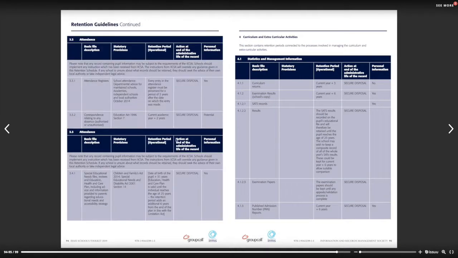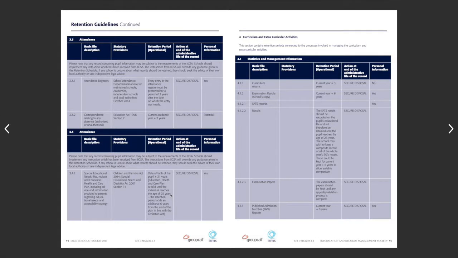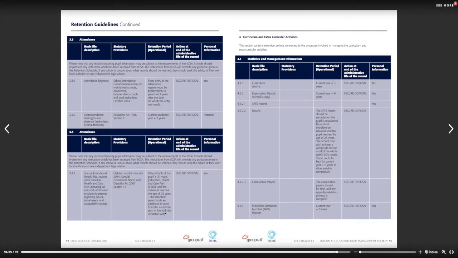Okay, over on the next page we have 3.3 for attendance and we have 3.4, which is special educational needs. Their error, not mine, I hasten to add. And down here it talks about 31 years. And the reason SEN files are 31 years is because if a child had an EHCP, that could be valid until the age of 25. And 25 plus 6 is 31. So that's why we have to retain that file to the age of 31.